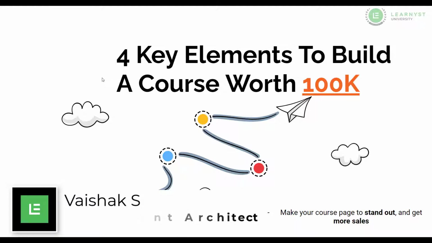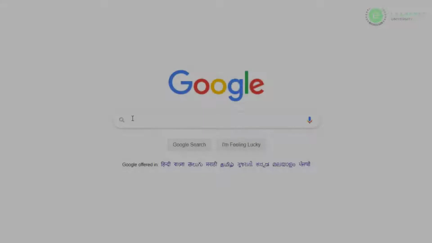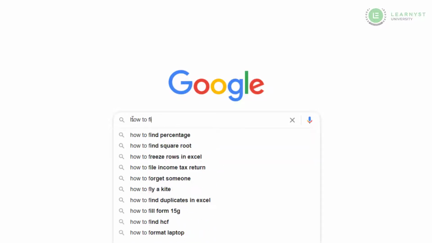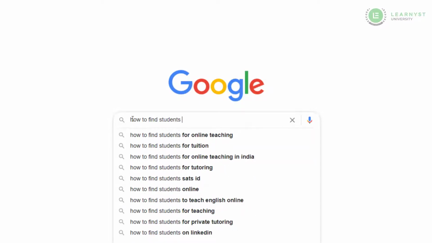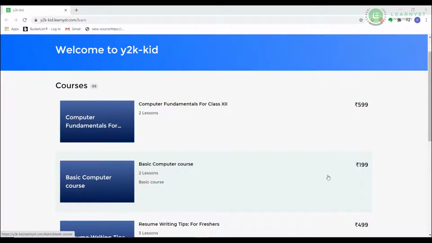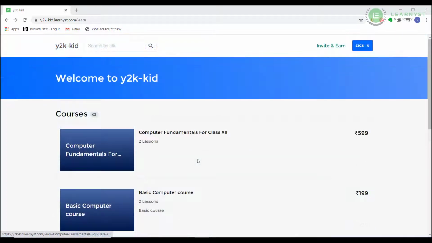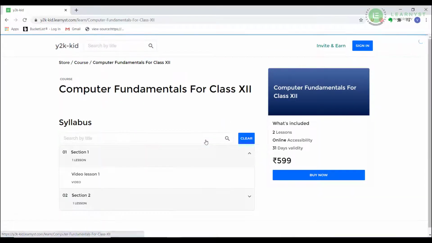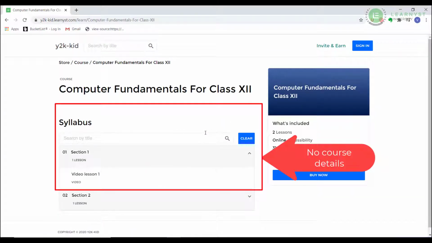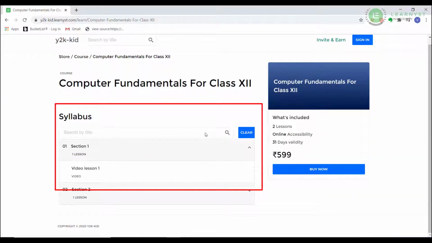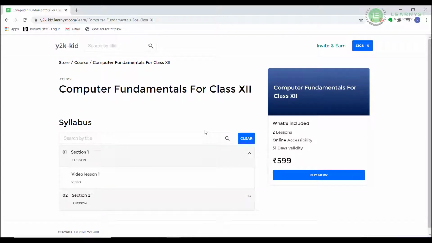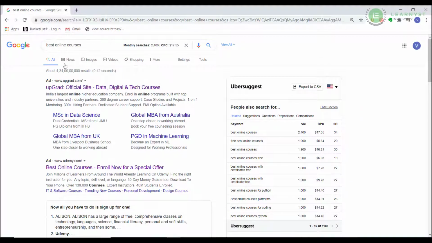Let me share with you what usually happens with most instructors. Most instructors prepare their content, upload them into a course, and then rush out to find students, right? But what happens when students visit their course landing page? Well, all they find is an empty landing page that has no credible details about the course. They don't understand what the course is about or why they should purchase it. And as usual, they just bounce without making any purchase.